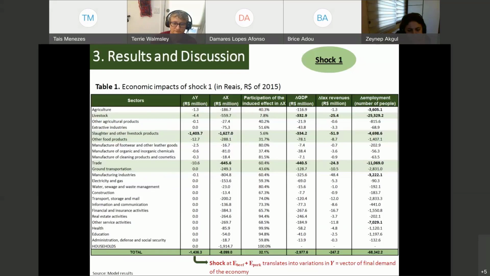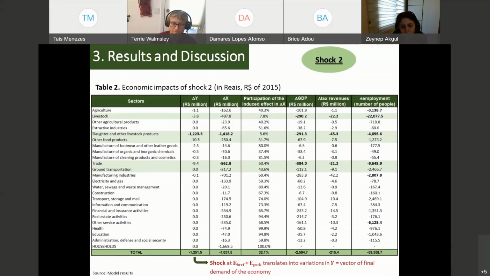Shock 1 also had a negative impact on the GDP of 2.97 billion. Tax revenues presented a negative variation of 247.2 million, and the number of employed people decreased by 68.3 thousand, which corresponds to 0.67% of the total employed people in 2015.